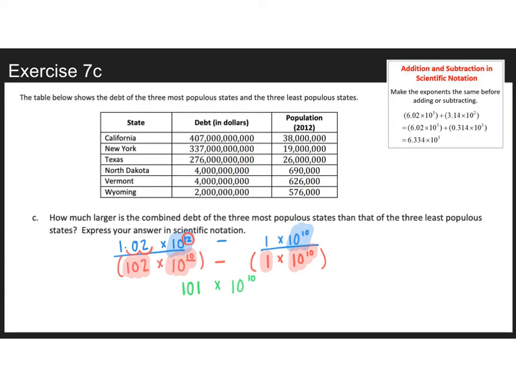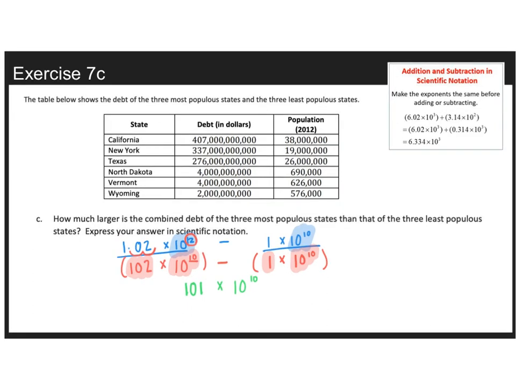Last step here is to check and see, is this correctly written in scientific notation? Well, right now, it is not. Obviously, this is a way bigger leading digit than I want it to be. That's 101. I want my decimal to be right here. Okay, I want it to move 2 spaces back, so I want it to get 2 spaces smaller.